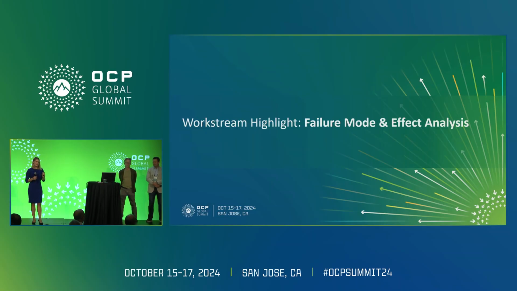So with that, I'm going to shift to the second half of this talk, which really is going to be providing two different workstream examples. One is the FMEA, or Failure Mode Effect Analysis group, and the other is highlights from our TCO group, or Total Cost of Ownership.